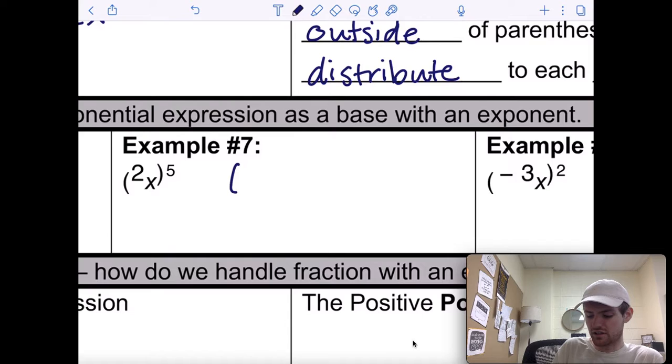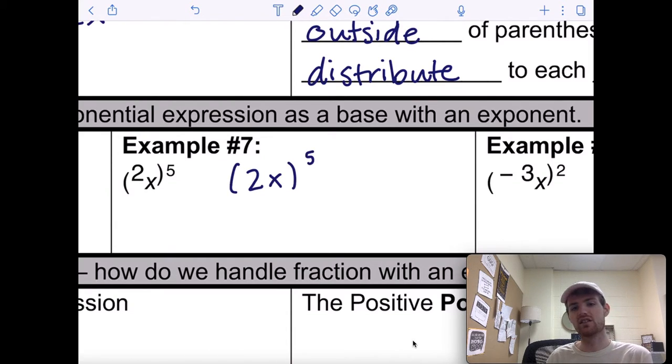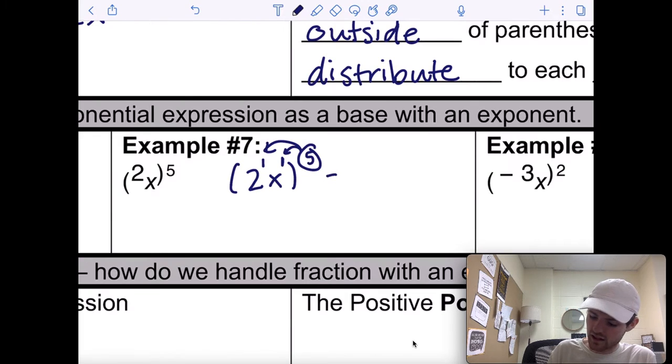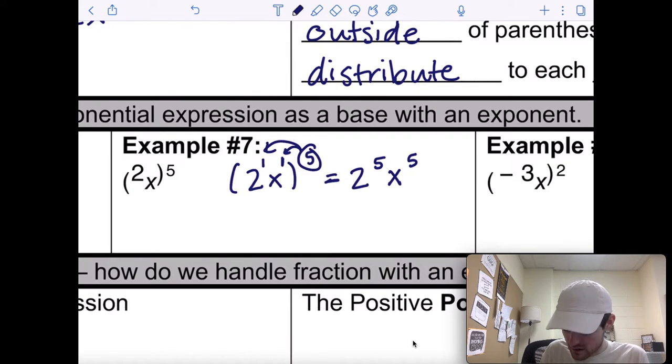Ooh, because you're geniuses. Here we have 2 times x all to the power of 5. Let's put those 1s on those exponents. Then we're giving that 5 to both of those bases. So our answer will be 2 to the 5th, x to the 5th. When we work out what 2 to the 5th is, we get 32 x to the 5th.